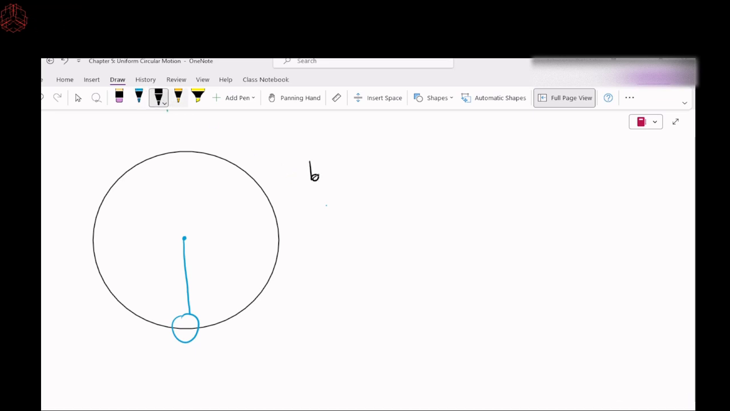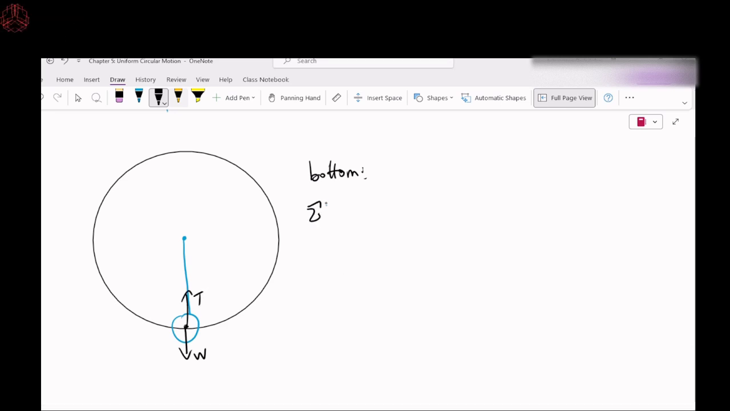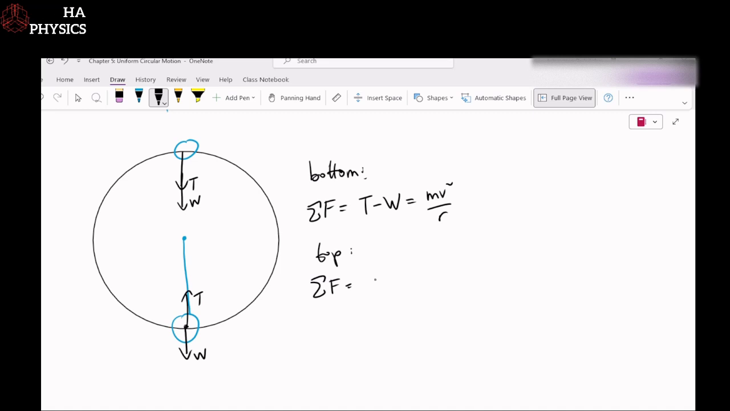Again, at the bottom, I have weight going down, and then I have tension force going up. So the summation of all the forces is equal to tension minus weight, which equals mv squared over r. At the top, I have my tension going down as well as my weight. So at the top, the summation of all forces, what are the forces? I have tension, I have weight, and that is going to be equal to mv squared over r.